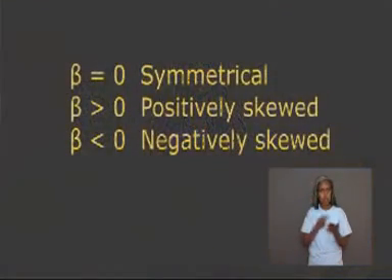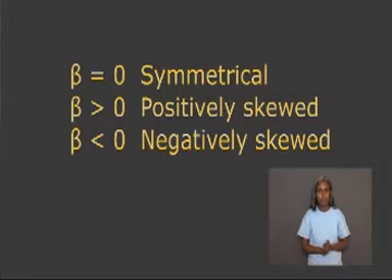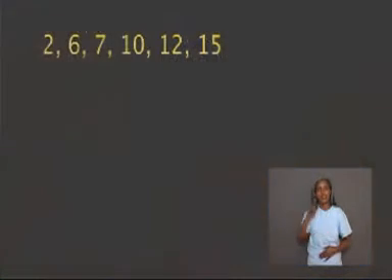The interpretation of Bowley's coefficient of skewness is the same as Pearson's in that if beta equals 0, the distribution is symmetrical. If beta is greater than 0, the distribution is positively skewed. If beta is less than 0, the distribution is negatively skewed. Let us look at one example of Bowley's coefficient of skewness.